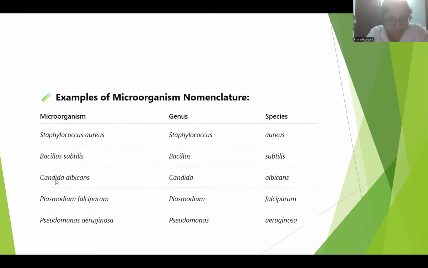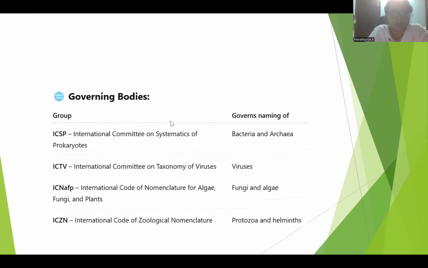For example, Candida albicans. The genus is Candida and albicans is the species. Like that, we can give the nomenclature for microorganisms.